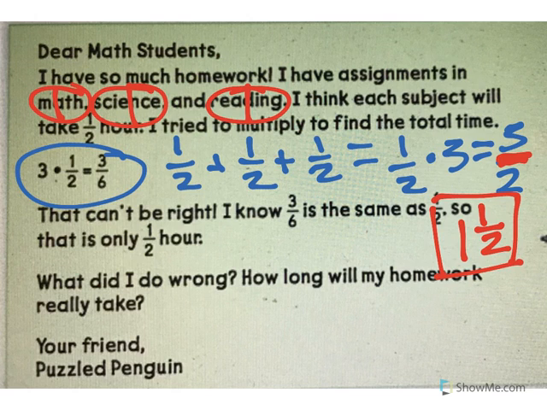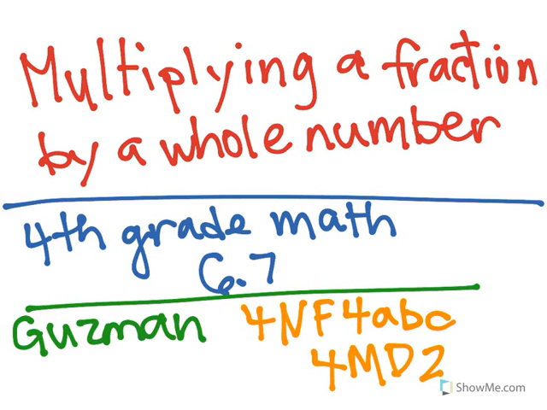What I need you to do whenever you're looking at problems like this is to go back and think, does the answer make sense? If it doesn't make sense, go back and recalculate. I hope that helps you to understand how to multiply a fraction by a whole number.